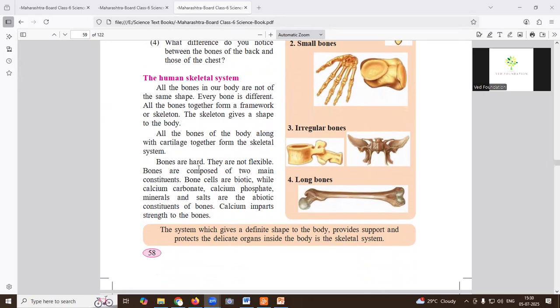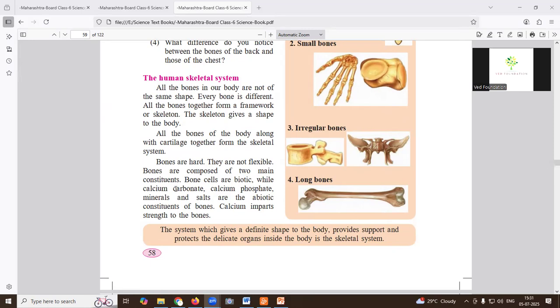Bones are hard. They are not flexible. Bones hard होते हैं. They are not flexible. And bones are composed of two main constituents. Bones two main constituents से बनते हैं. Bone cells and bone matrix. Bone cells are living or biotic. Bone cells means biotic component of bone. And bone matrix is abiotic constituent of bone.